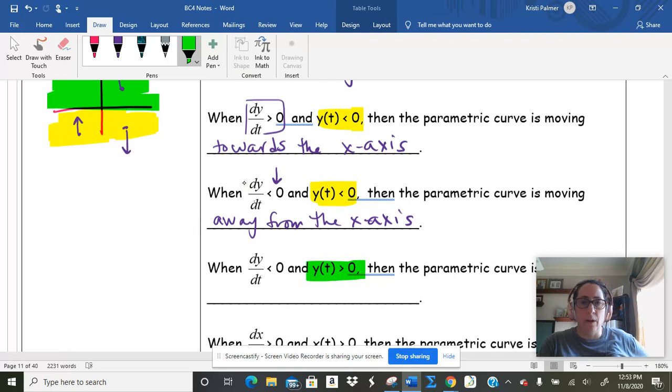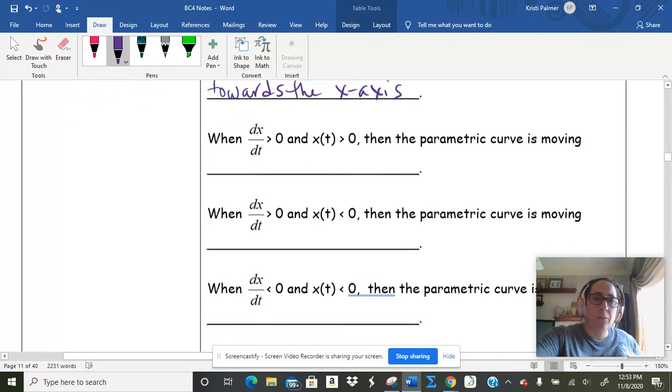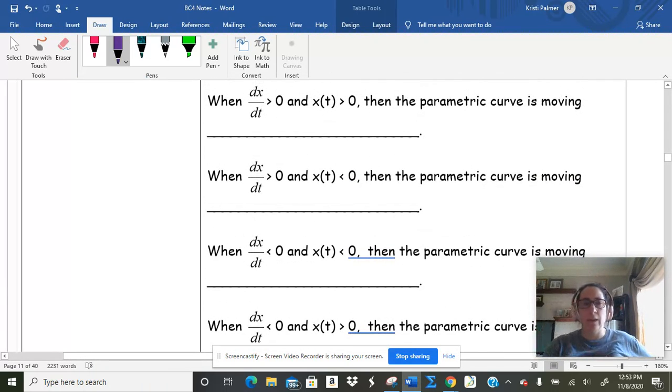So back up in the y greater than 0, and my derivative is telling me I am moving down. Then now I am moving towards the x-axis. So I want you to pause me and see if you can think through these 4 with the derivatives and the positions. And let's see if you get those right. So when you're ready, unpause me and I'm going to fill these in.